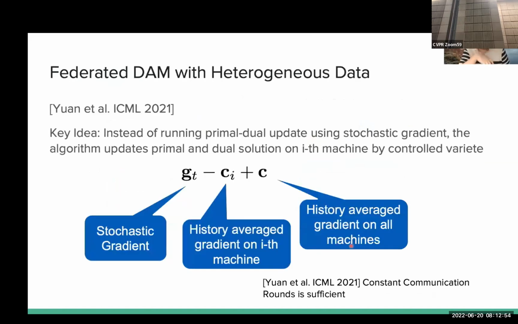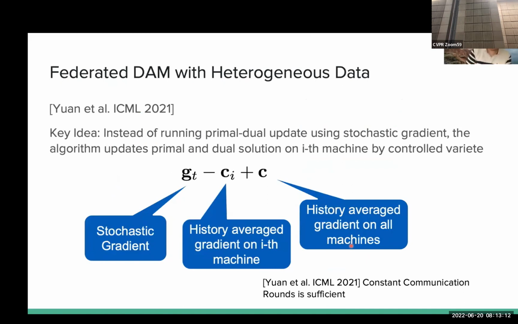Okay, and Yuan et al. at ICML 2021 consider a more challenging problem: federated DAM, deep AUC maximization with heterogeneous data. In the previous Guo et al. ICML paper, they required the data to be homogeneous. But here, Yuan et al. consider heterogeneous data.